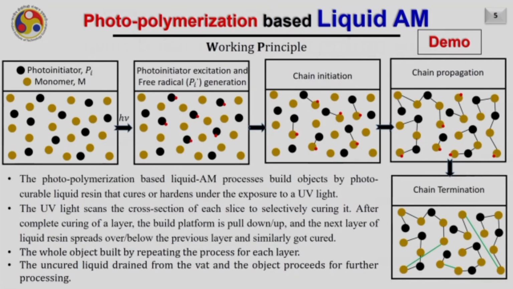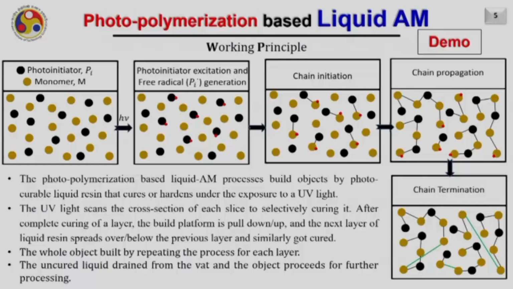The photopolymerization based liquid additive manufacturing processes use UV light. When this UV light falls onto a photocurable resin, it starts hardening. After some time, it forms a solid body and that can be used as a product or prototype. These processes basically build objects from photocurable liquid resin that cures or hardens under exposure to the UV light.